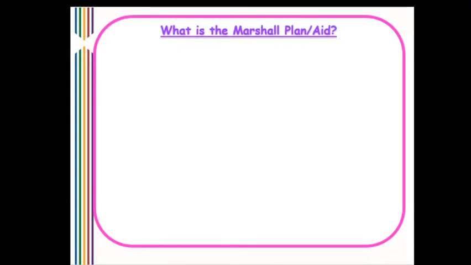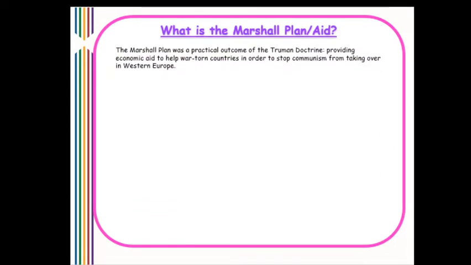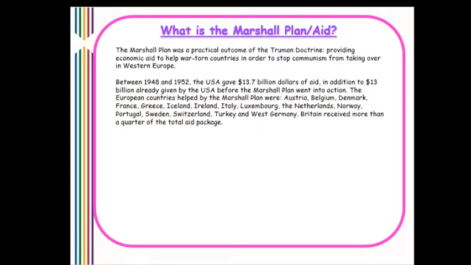So, what is the Marshall Plan and Marshall Aid? The Marshall Plan was a practical outcome of the Truman Doctrine, providing economic aid to help war torn countries in order to stop communism from taking over in Western Europe. Between 1948 and 1952, the USA gave $13.7 billion of aid, in addition to $13 billion already given by the US before the Marshall Plan went into action.